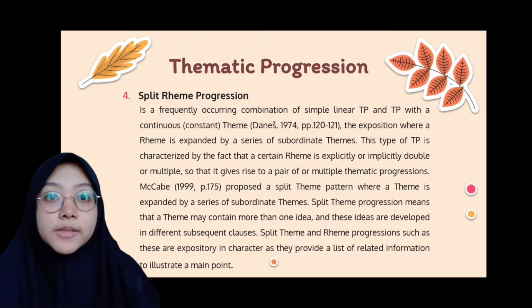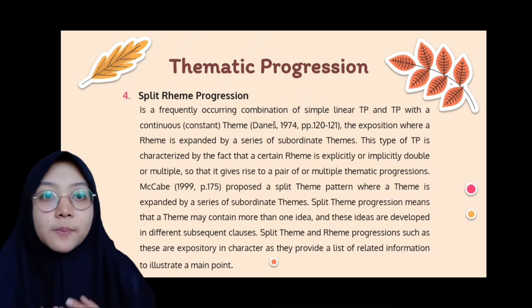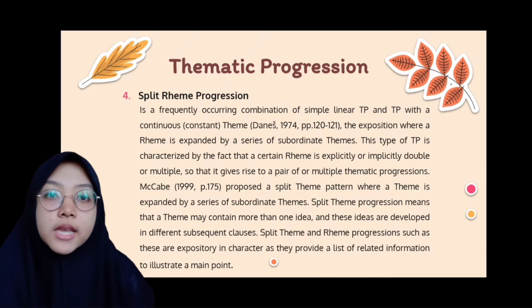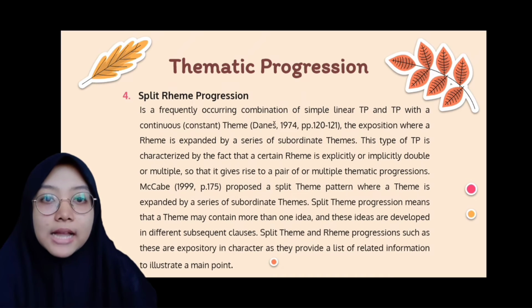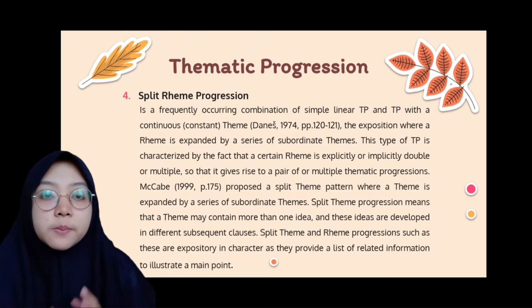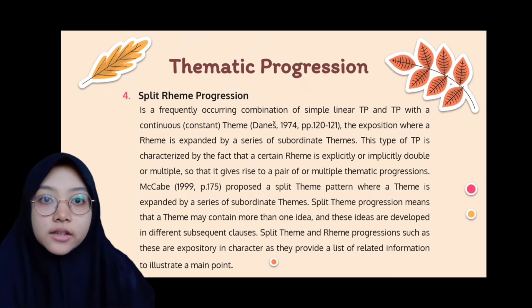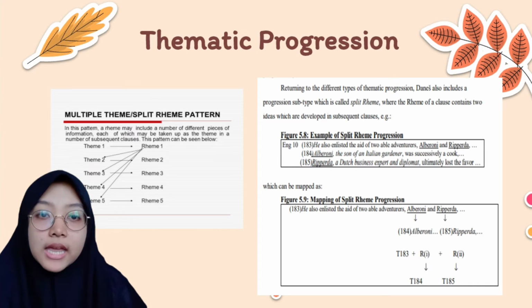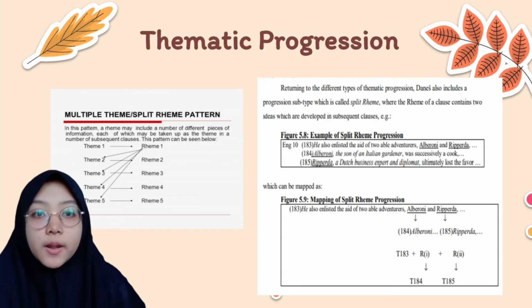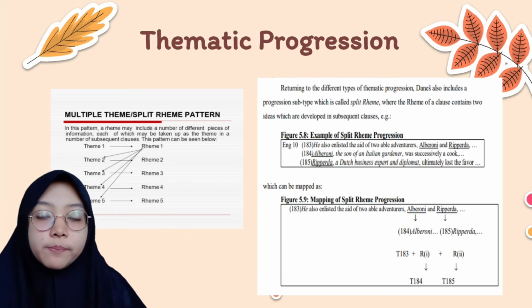McCabe proposed a split rheme pattern where a rheme is expanded by a series of subordinate themes. Split rheme progression means that a rheme may contain more than one idea, and these ideas are developed in different subsequent clauses. Split rheme progressions such as these are expository in character as they provide a list of related information to illustrate a main point. In this pattern, a rheme may include a number of different pieces of information, each of which may be taken up as a theme in a number of subsequent clauses.